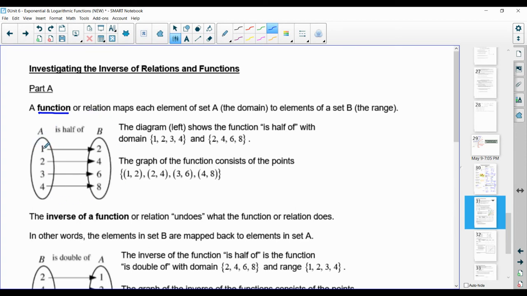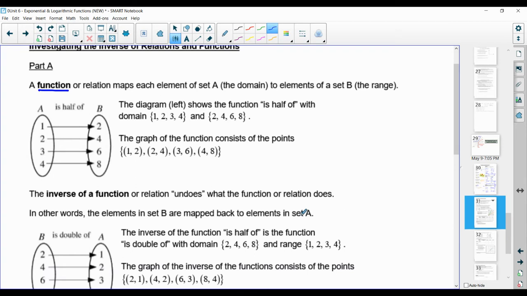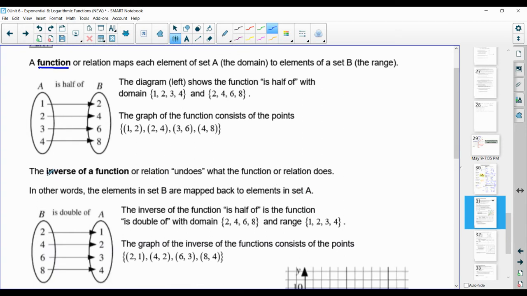We have our domain 1, 2, 3, 4, and these would map to B. And so the relation says that A is half of B. So 1 is half of 2, 2 is half of 4, 3 is half of 6. And so it's showing us our domain being 1, 2, 3, 4, and our range being 2, 4, 6, 8. And then if we were to write those as coordinates, we would have (1, 2), (2, 4), (3, 6), and (4, 8).